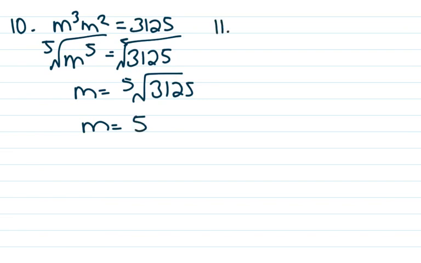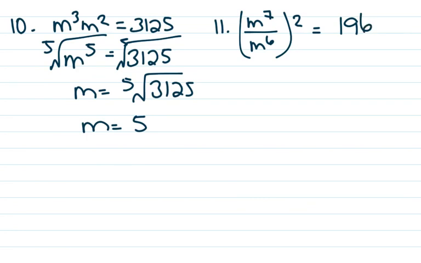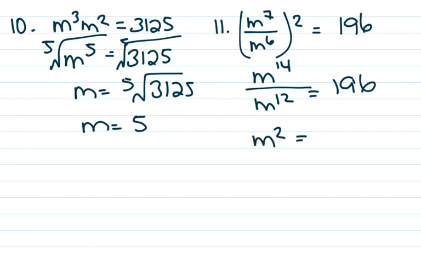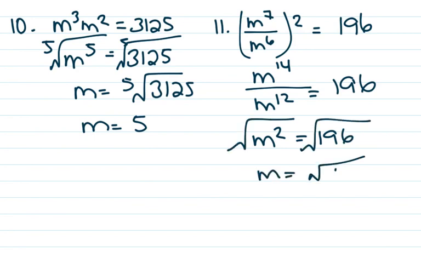Number 11, m to the power of 7 over m to the power of 6, all squared equals 196. So power of a power means m to the power of 7 to the power of 2 is m to the power of 14. M to the power of 6 all to the power of 2 is m to the power of 12 equals 196. Subtract the exponents because they're divided, which leaves me with m squared equals 196. Take the square root of both sides. M equals the square root of 196. M equals 14.